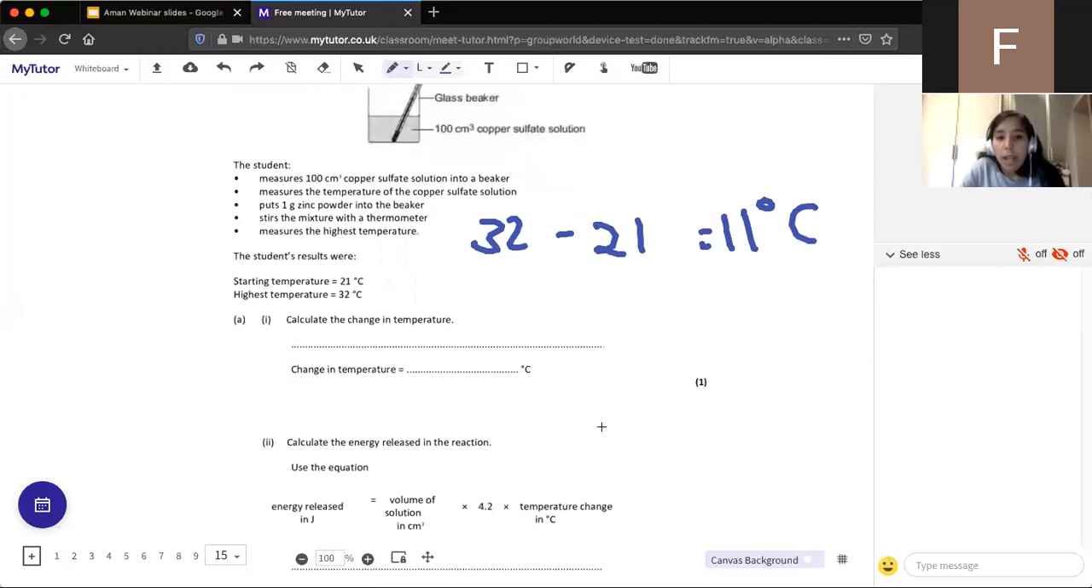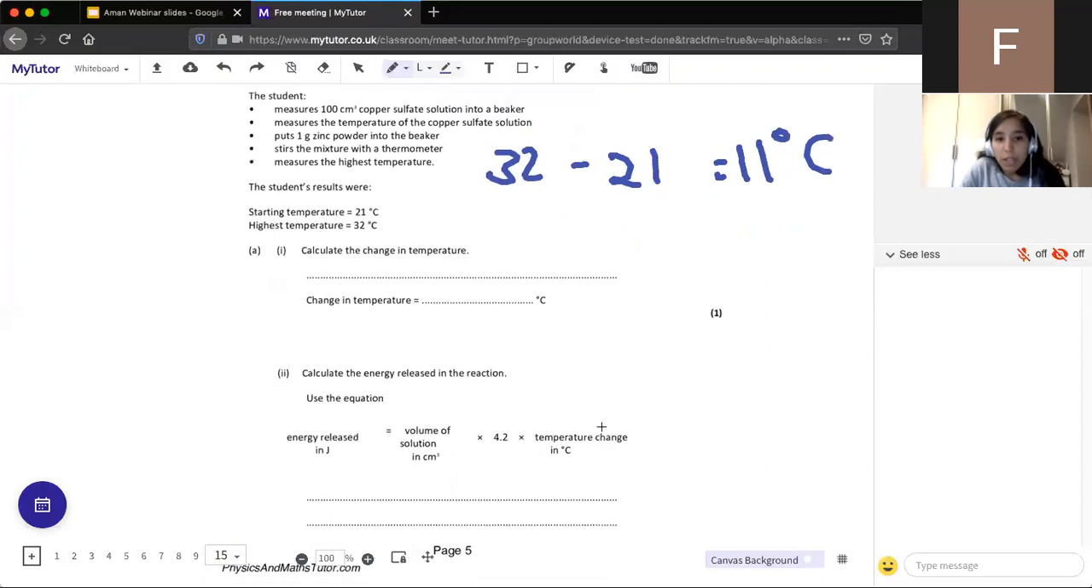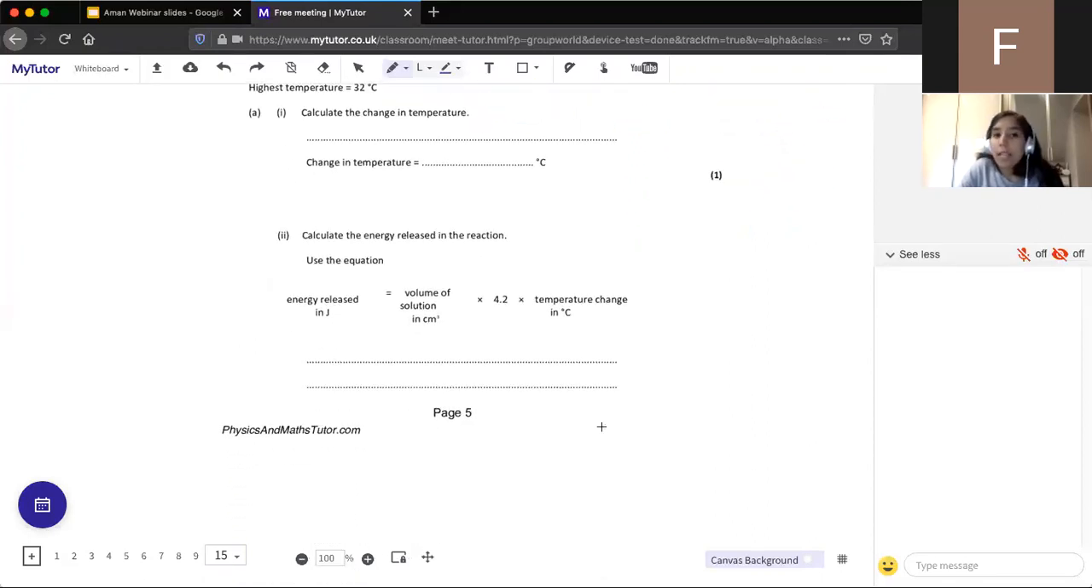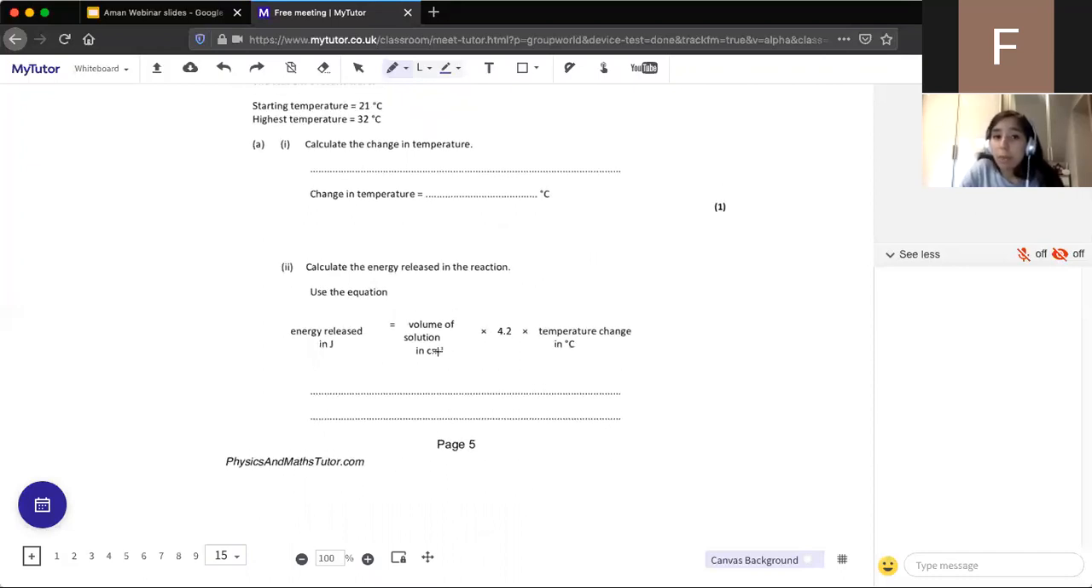So calculate the energy released in this reaction. So again, this kind of goes into physics now, and this type of reaction has actually been removed from the syllabus. So we're not going to do this question, but I wanted to show you it because it's been removed. So if you see exam questions on it, you won't need to do it. If, however, you do see it, you would still be able to do it because they give you exactly what you need. So it says the volume of solution in centimeters cubed.